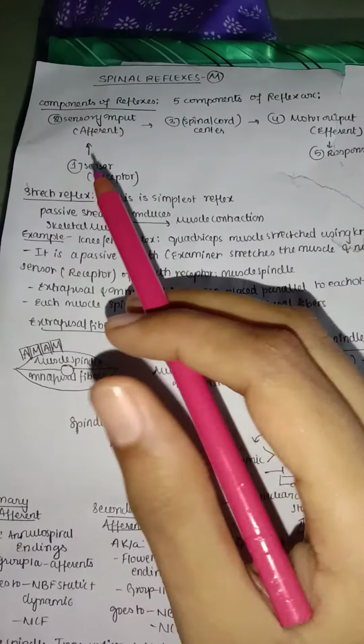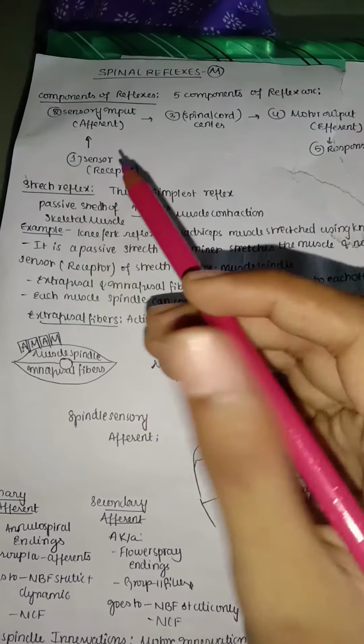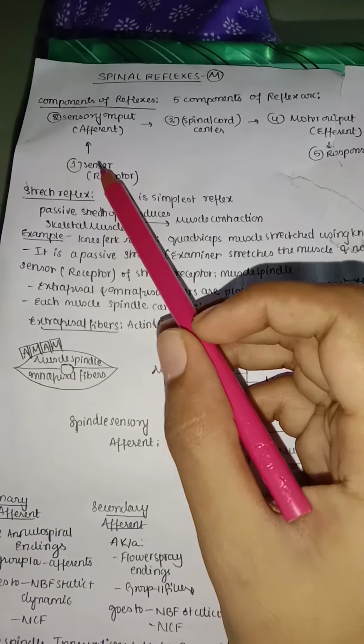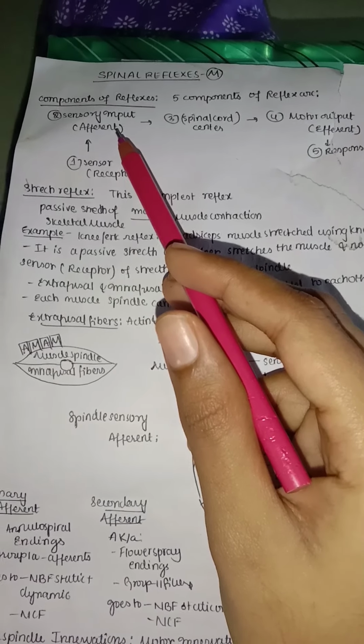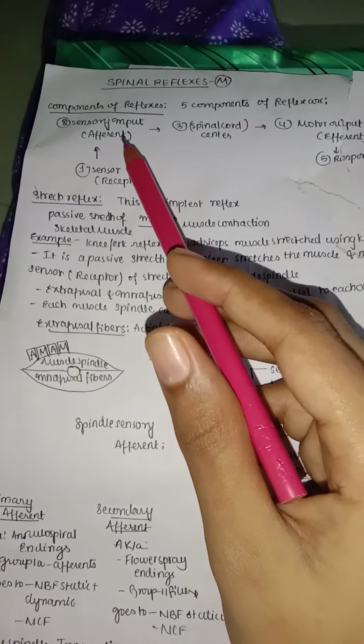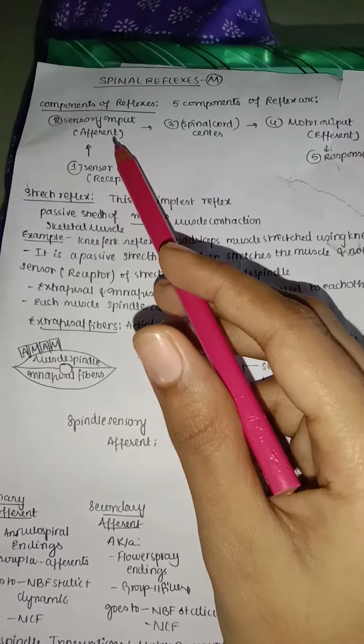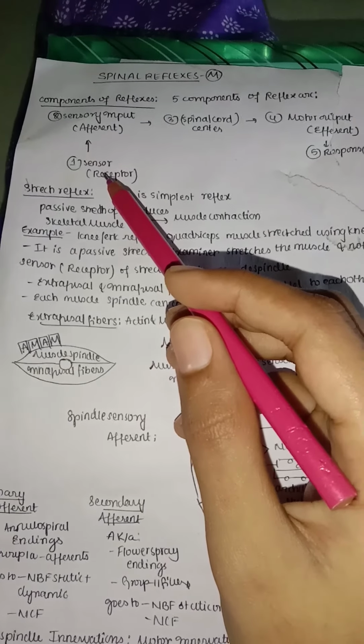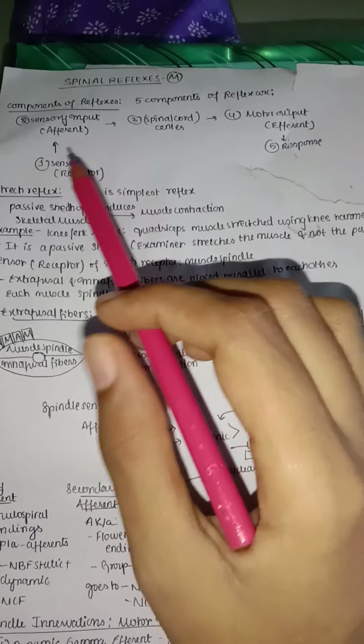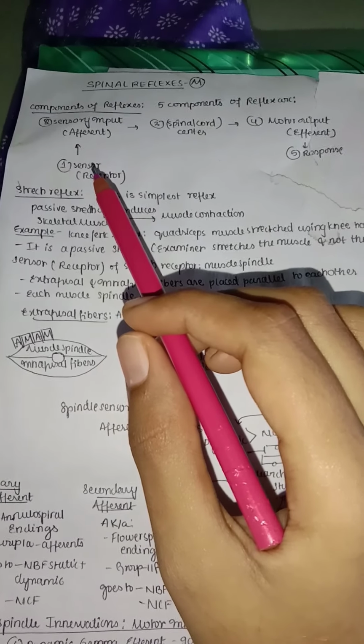For everything, of course, there should be a receptor which is sensing what is going on, right? And later, from the sensor it will give the information to the brain by means of an afferent. So an afferent is a sensory input which will take the information from the sensor or receptor. We will take an example so you can easily understand. For example, a pinprick.